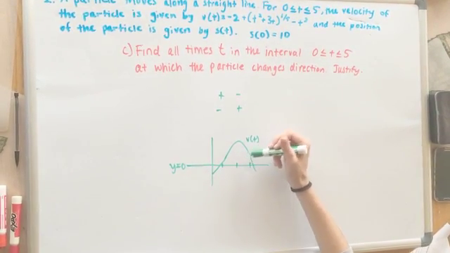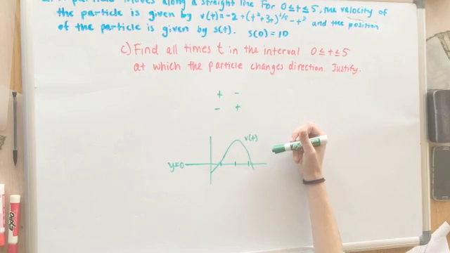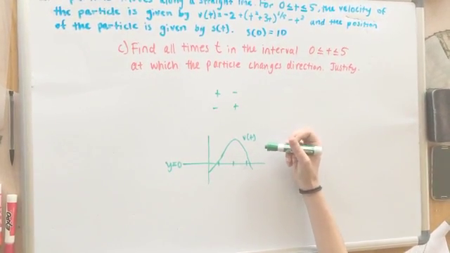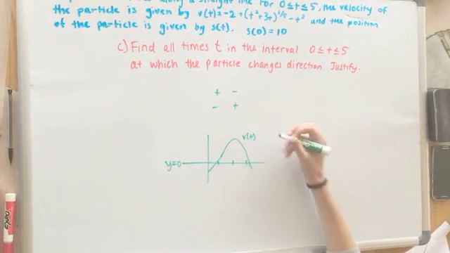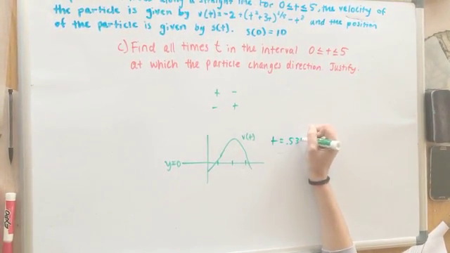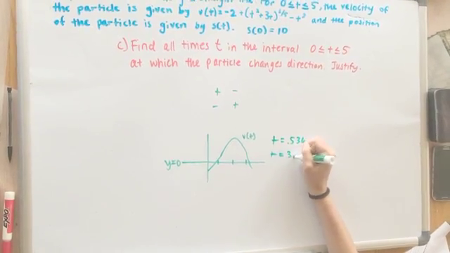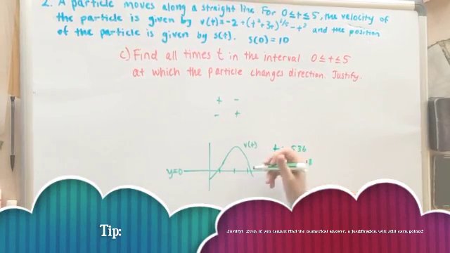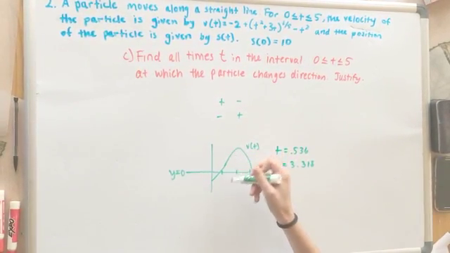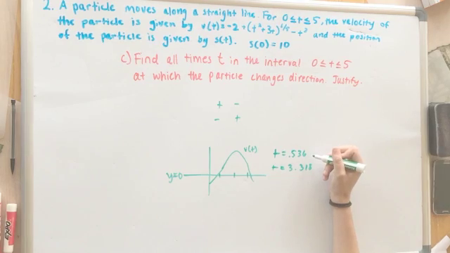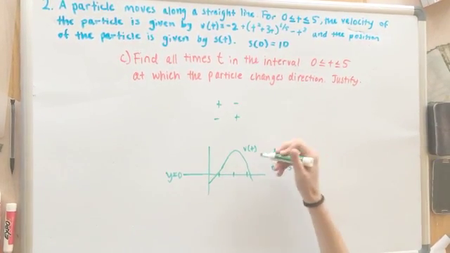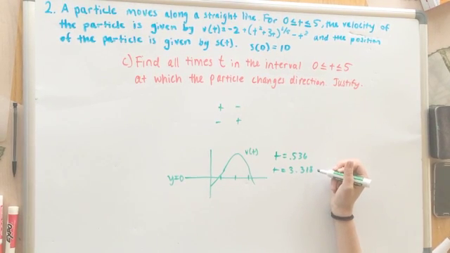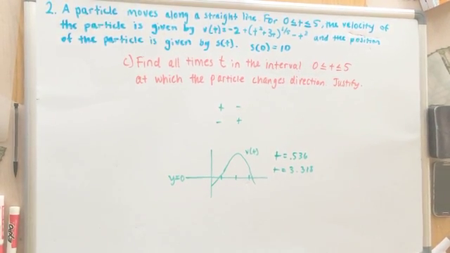Looking at the graph on our calculators, the velocity function passes through the line y equals 0 between t equals 0 and 5 at t equals 0.536 and t equals 3.318. And we need to justify our answer. This sketch of the graph shows velocity going from negative to positive at t equals 0.536 and from positive to negative at 3.318. So that's why the particle changes direction at these spots.